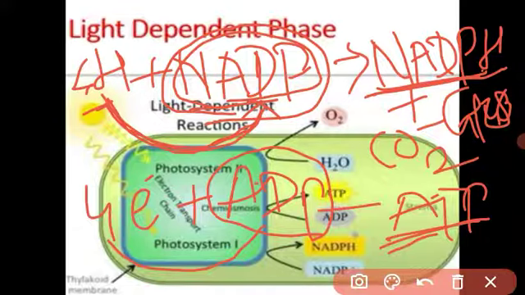And this reaction happens in the presence of light. Light, you know, means photon, means the reaction is in the presence of light. It's called photophosphorylation. Understood, student?